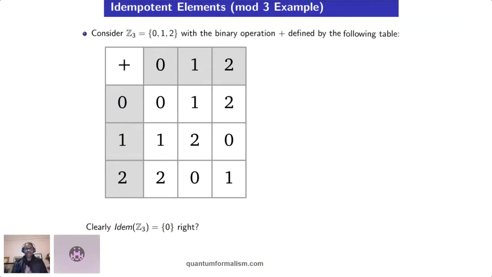These are actually very interesting examples, especially for those of you who are interested in cryptography. Let's see Z3, which is 0, 1, 2, with the binary operation defined by this table. I hope I got this table correct. It's actually software generated. So 0 times 0 is 0, and looking at this table, the only idempotent element is 0 with respect to addition. Correct? Are we on the same page? Yeah, we are. Excellent.